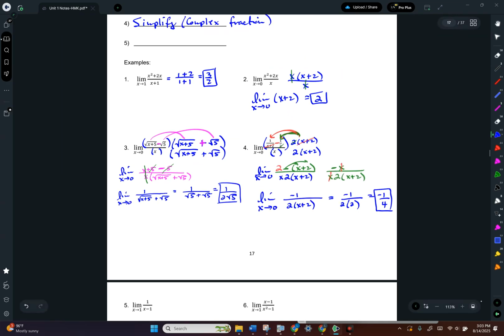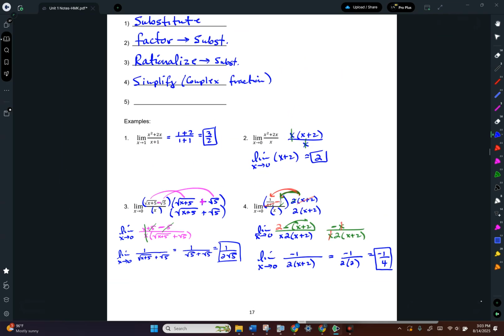Okay, so we've got 4 different things that we've tried. First of all, try to substitute. If that doesn't work, maybe you can factor and then substitute. If you have square roots, maybe you can rationalize and then substitute. If you have a complex fraction, maybe you can simplify and then substitute.